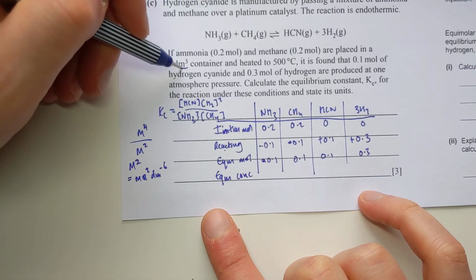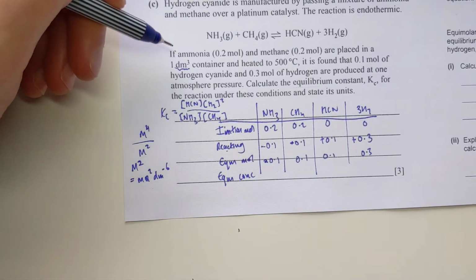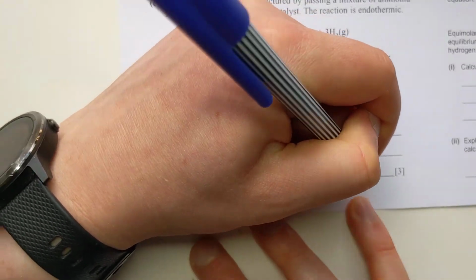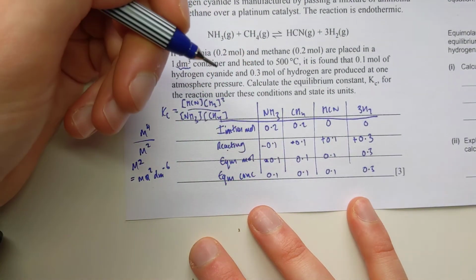Now, I did give an equilibrium concentration row here, but if you look at actually the volume here, it's 1 decimeter cubed. What that means is concentration is moles divided by volume, but if I'm dividing by a volume of 1, it's going to stay the same value. So it's going to be 0.1, 0.1, 0.1, 0.3. Instead, we're now officially in units of moles per decimeter cubed.